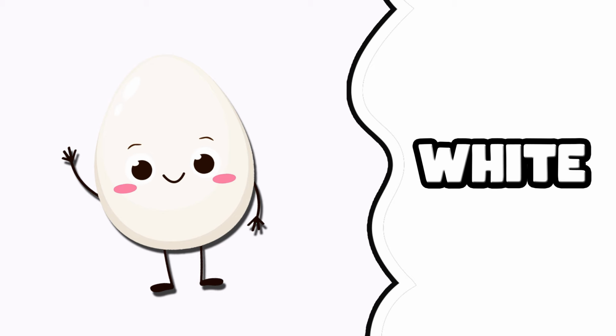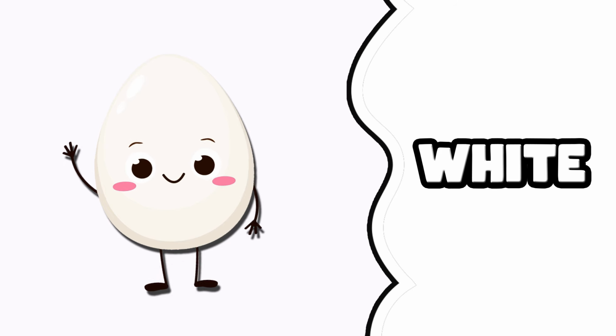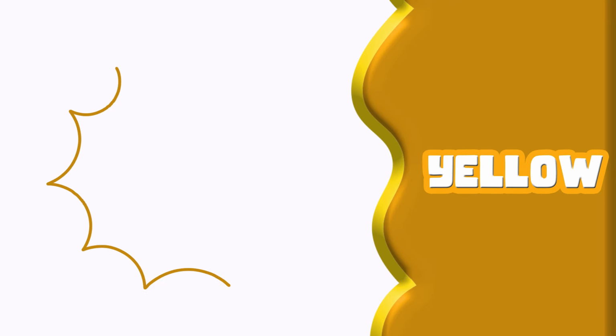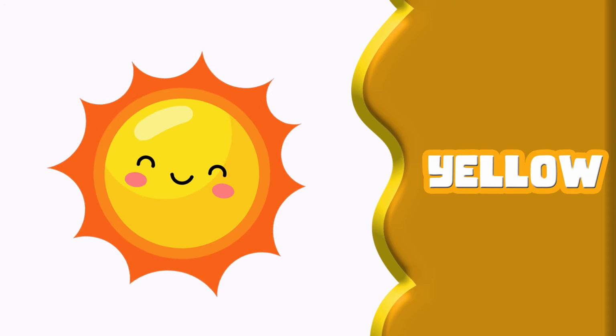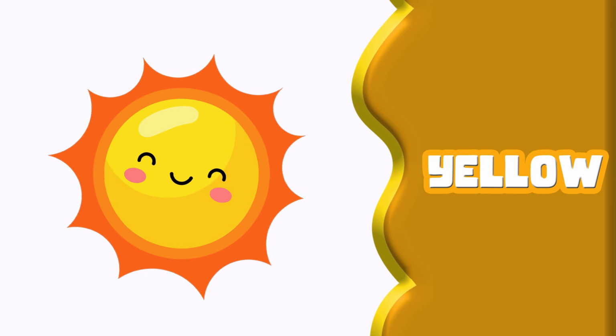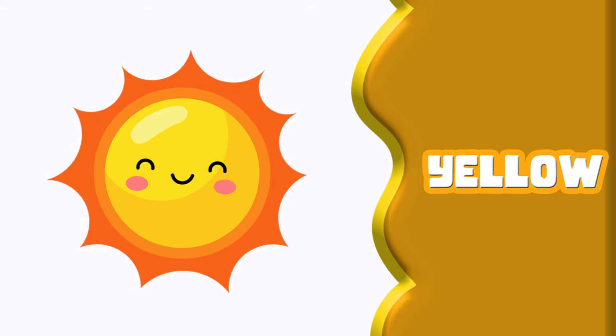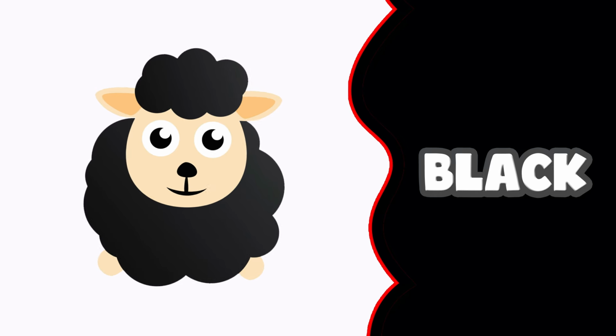This is white, the color white. Do you know what color this is? This is white. This is yellow, the color yellow. Do you know what color this is? This is yellow. This is black, the color black. Do you know what color this is? This is black.